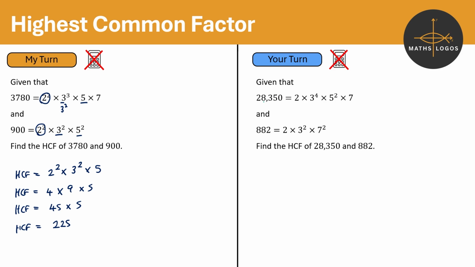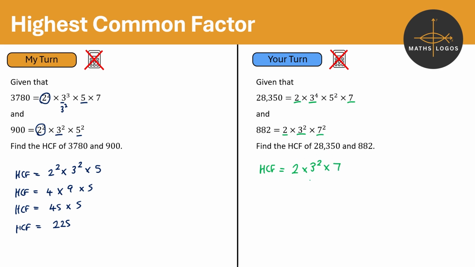Let's go through it. Given that 28,350 is 2 multiplied by 3 to the 4, multiplied by 5 squared, multiplied by 7, and 882 is 2 multiplied by 3 squared, multiplied by 7 squared, find the highest common factor of the two numbers. So we'll go through each list and we'll pick out what they have in common. So they both have a factor of 2. Then we'll look at the 3s. They have a 3 squared in common. This has more than a 3 squared, but the one that they have in common is the 3 squared. This number has 5 squared, but this number doesn't have any 5s, so we can't say that 5 is a common factor. And they both have 1 7 in common.